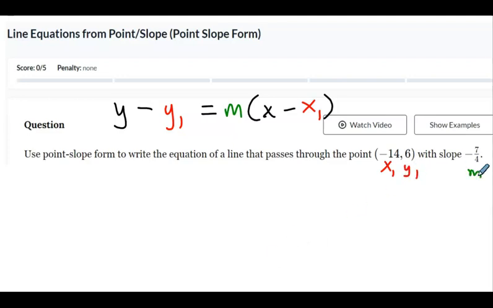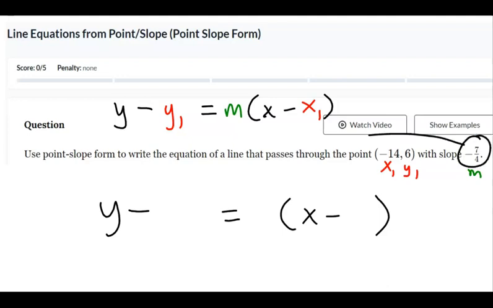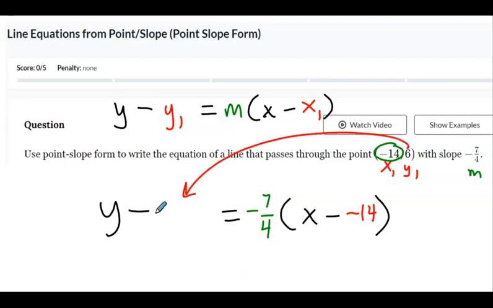All they want you to do is put all of these pieces into the right place by keeping the permanent parts the same and then putting these three values where they belong. So my slope goes here. I'm going to write -7/4 in the m position. And now it's time to place my x-coordinate, which goes over here, and my y-coordinate, which goes over there.